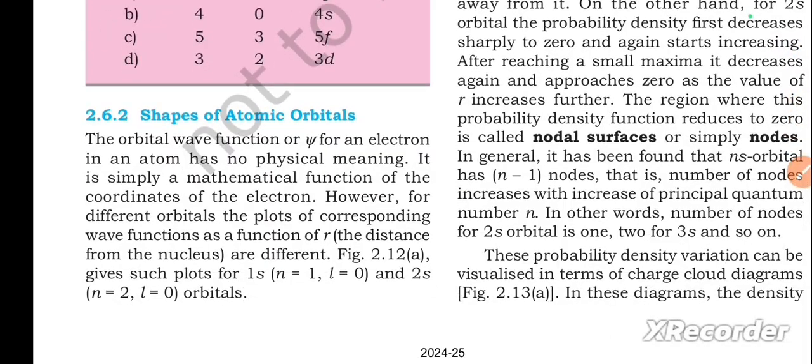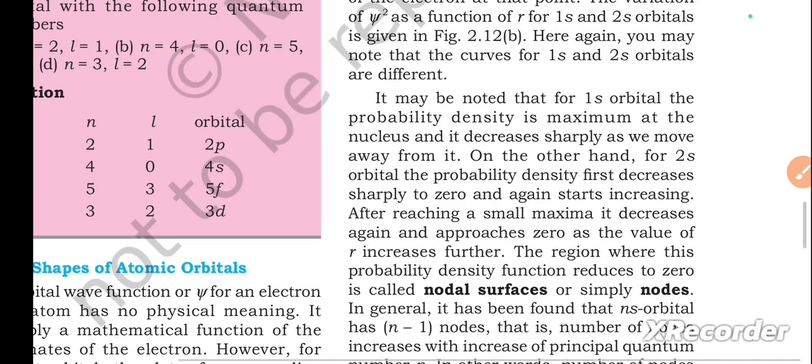Next, shapes of atomic orbitals. The orbital wave function psi for an electron in an atom has no physical meaning. It is simply a mathematical function of the coordinates of the electron. However, for different orbitals, the plots of the corresponding wave functions as a function of r, the distance from the nucleus, are different. Figure 2.12a gives such plots for 1s, n equals 1, l equals 0, and 2s, n equals 2, l equals 0 orbitals. These figures I will provide at the end of this audiobook. You can check it out.